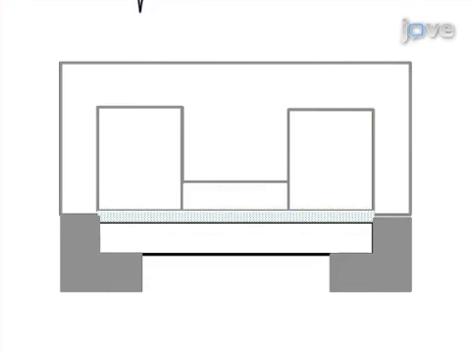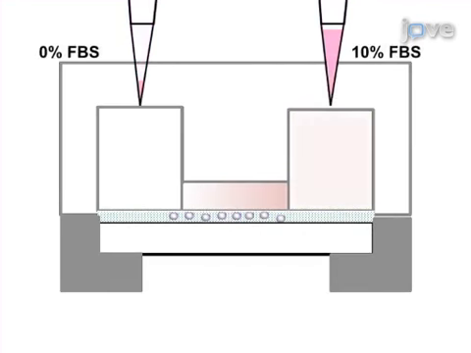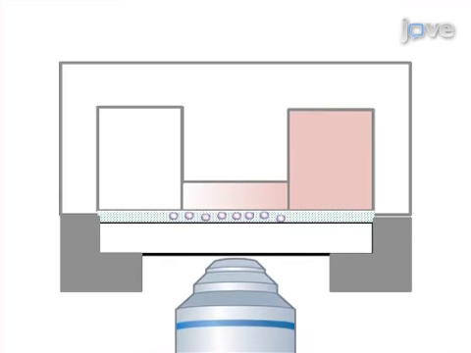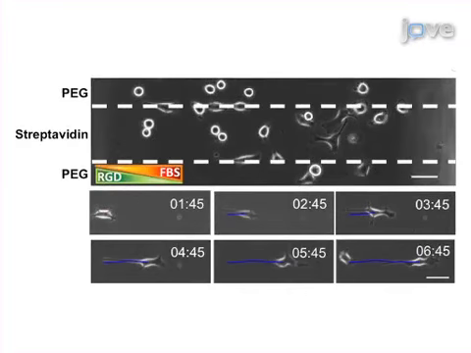The final step is to load cells onto the surface with the adhesive gradient in the presence of a soluble chemoattractant gradient. Ultimately, live cell microscopy is used to show cell migration in response to both adhesive and soluble cues.